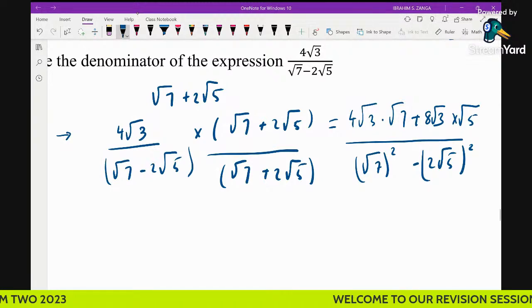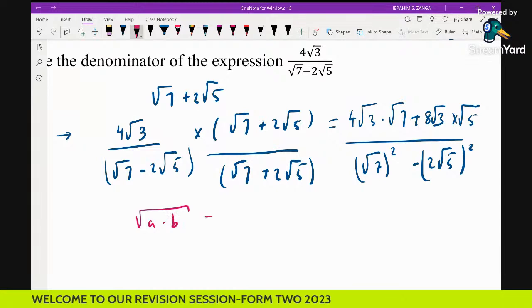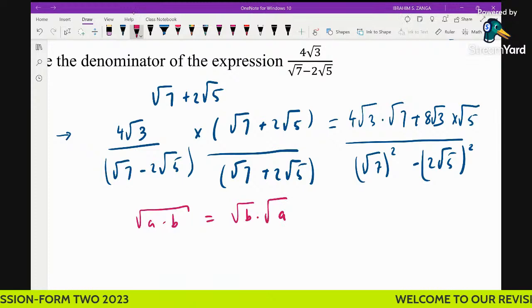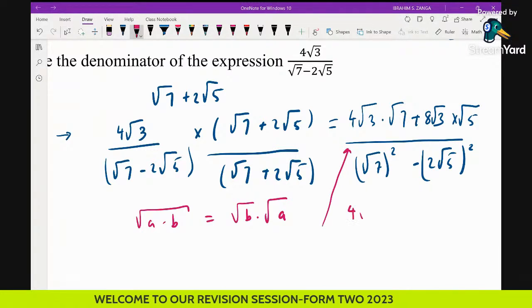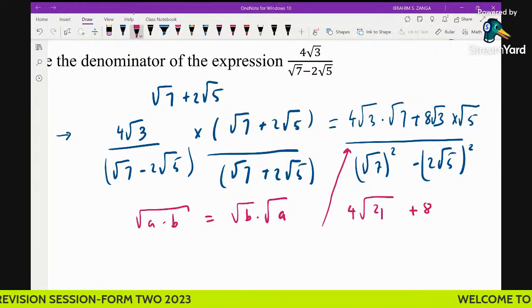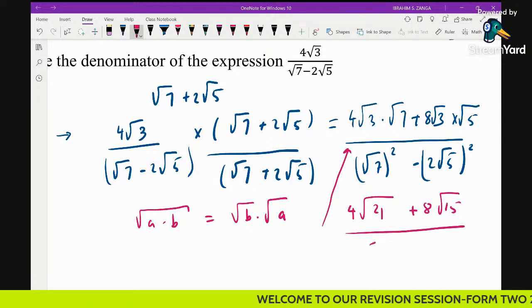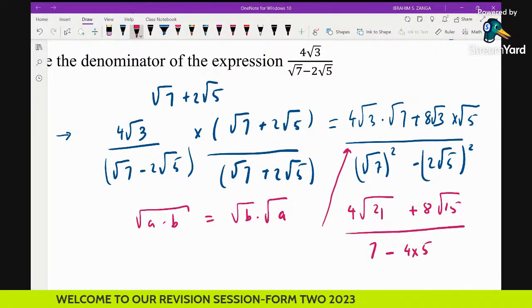So to simplify, it's very important to remember that the square root of a multiplied by b is the square root of b times the square root of a. So from these two expressions here, we can say we have 4 square root of 21 plus 8 square root of 15 divided by 7 minus 4 times 5.